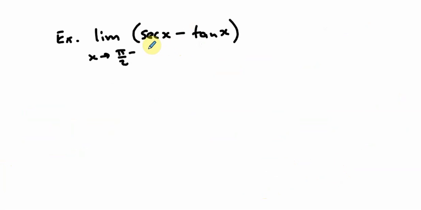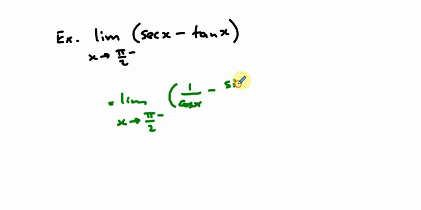Notice here, we also don't have a function divided by a function. So what are we going to do to clean this mess up? Well, first of all, let's change those trig functions into sines and cosines and then see what we're dealing with. So secant is 1 over cos, and tangent is sine over cos, and all of a sudden, it's very clear to me that I can just add the two fractions together, combine them. So here's what my limit now looks like.